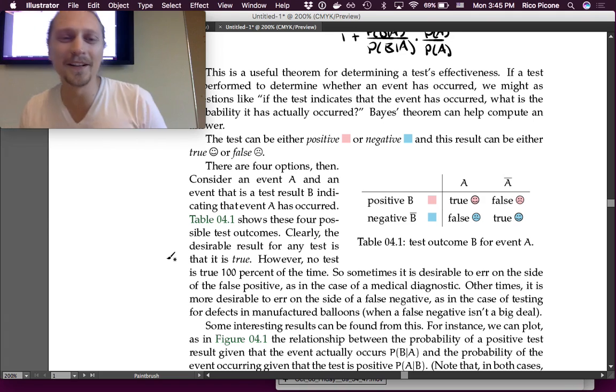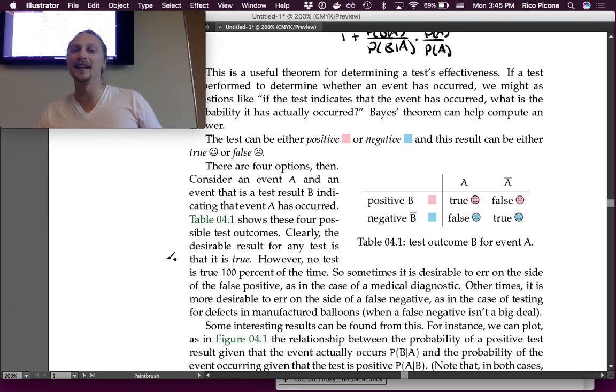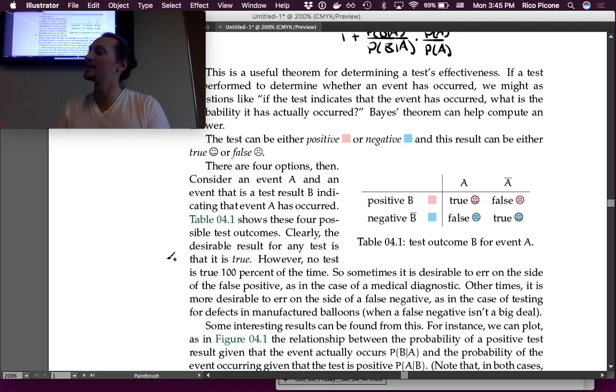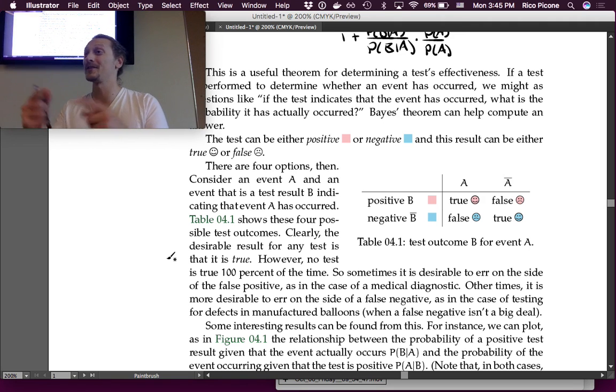Okay. So clearly the desirable result for any test is that it is true, right? However, no test is true 100% of the time. So sometimes it is desirable to err on the side of the false positive, as in the case of a medical diagnostic. So you would rather say you have something and be wrong about it than to miss somebody having something, right? Say it's a cancer screening. You would rather tell the person that they have cancer and have them not actually have cancer than to say you don't have cancer and have them actually have cancer.